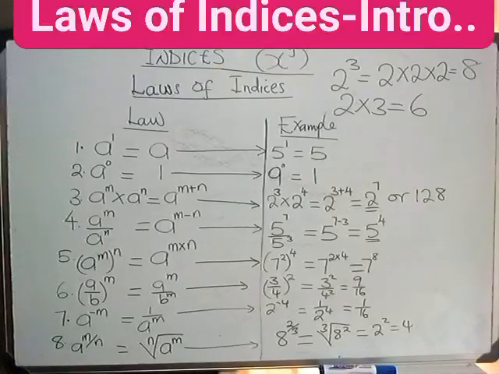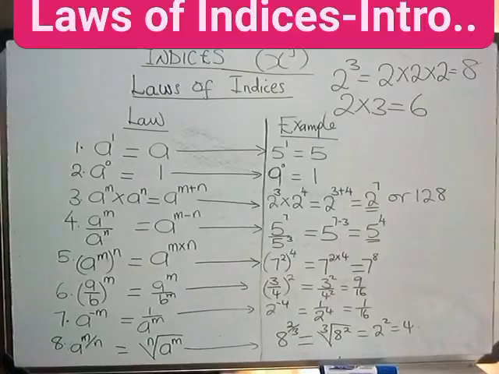and you add the indices. When do you add? You add when the bases are the same. So we have an example there, 2 to the power 3 multiplied by 2 to the power 4. So it will be 2 to the power 3 plus 4, which will be 2 to the power 7, and 2 to the power 7 is 128.